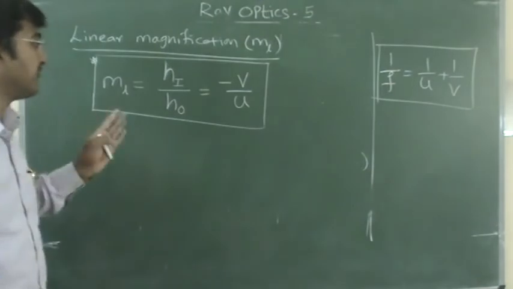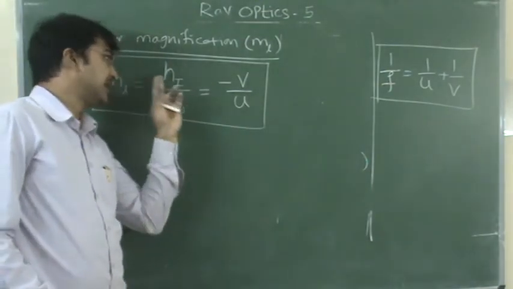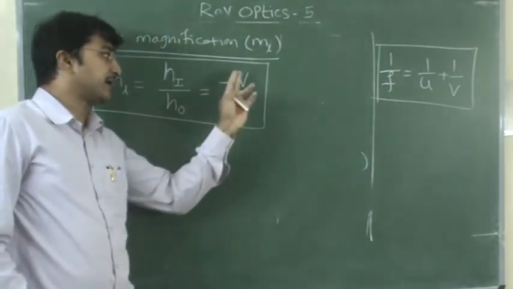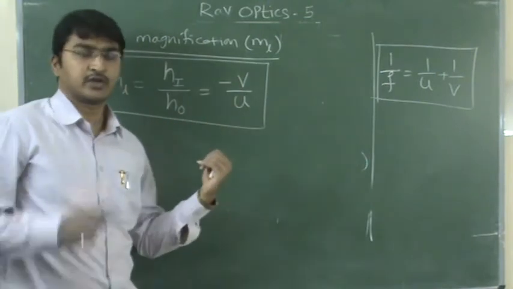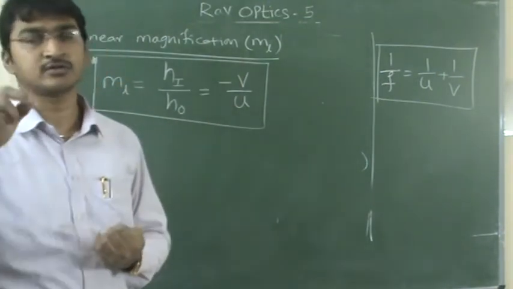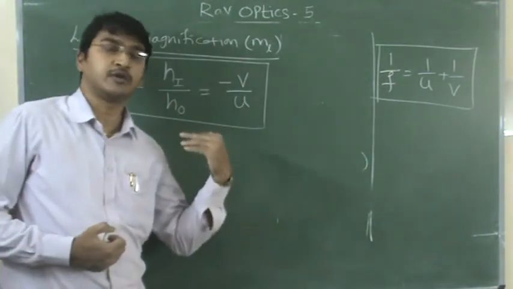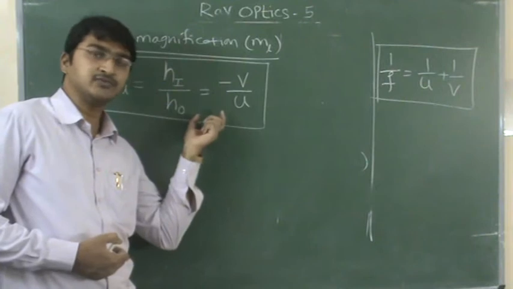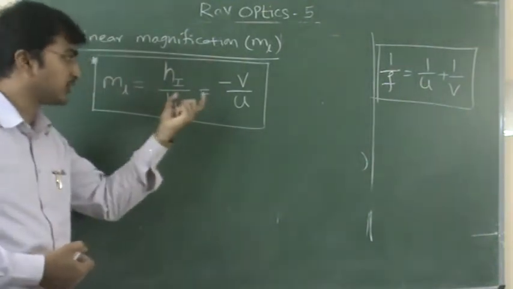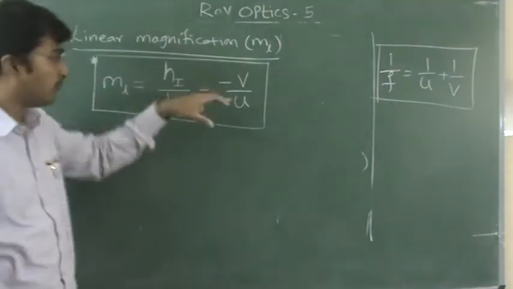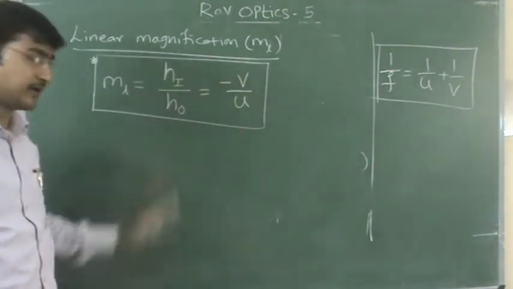Because it is very important, how h_i by h_0 equals minus v by u comes. I have given the definition, derivation and notes. Actually, that is not required for the board examination, but you should know how it comes, because this is enough to identify or solve the diagrams. But why minus v by u will come, okay.